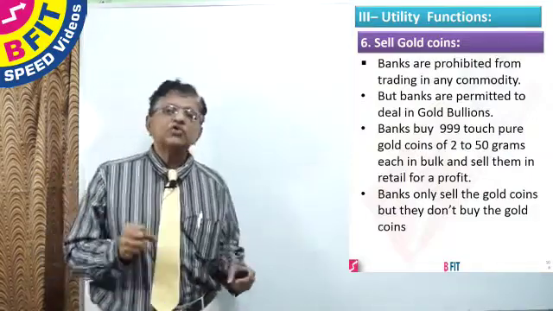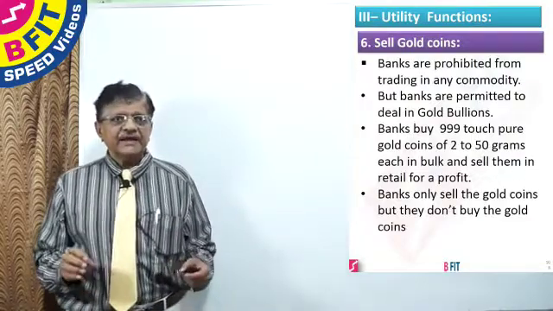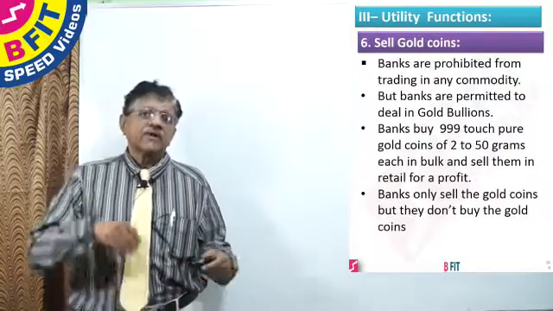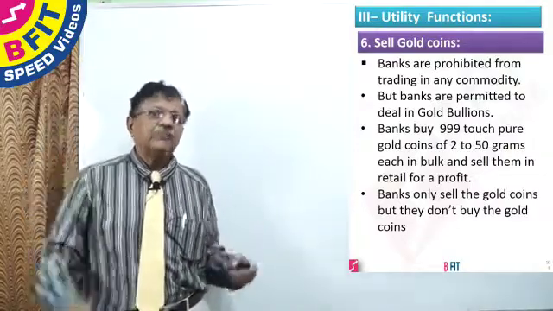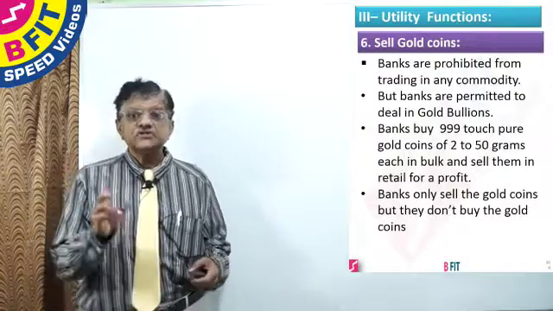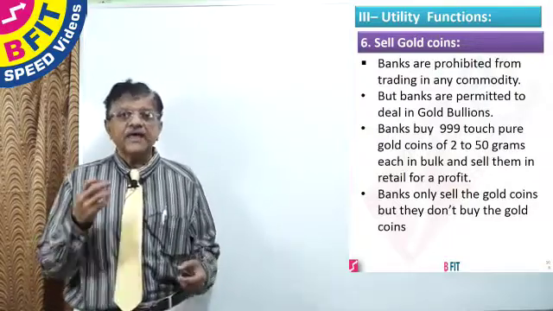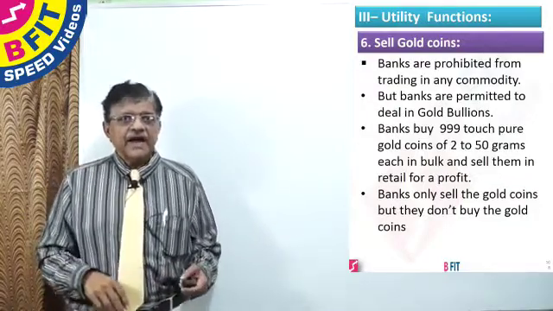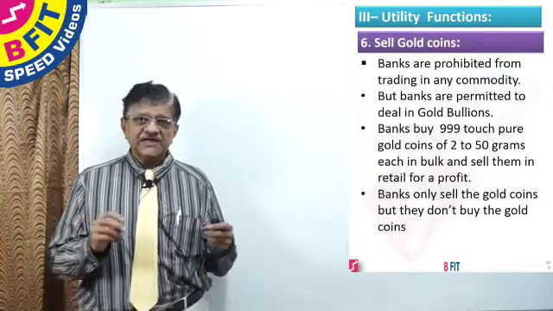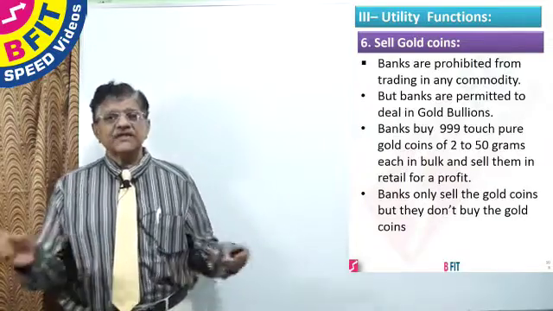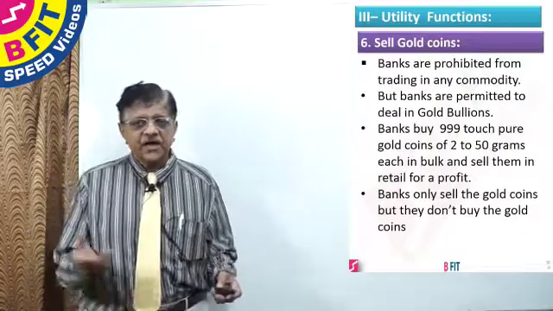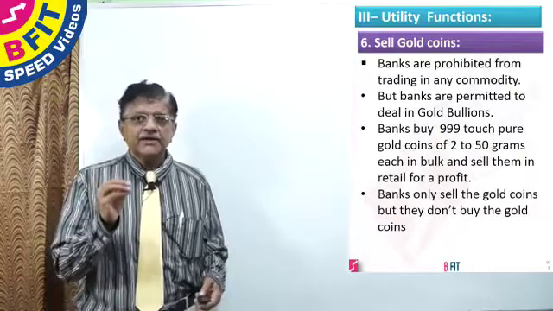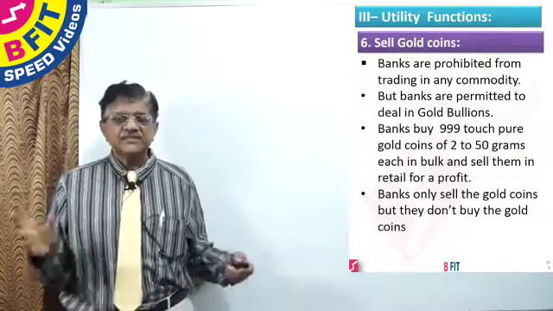So what banks do to make a little profit is buy 999 touch pure gold coins of 2 grams to 50 grams from foreign mints like Credit Suisse. Credit Suisse is one of the biggest mints. They give 999 purity gold coins. Banks buy them and sell them through their various branches to all their customers. On the day of Diwali and all, people buy gold coins. Banks sell these gold coins and make a reasonable profit out of it.